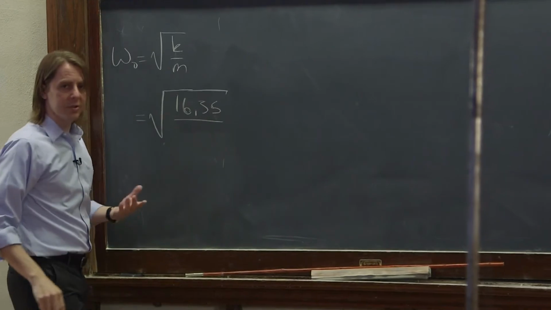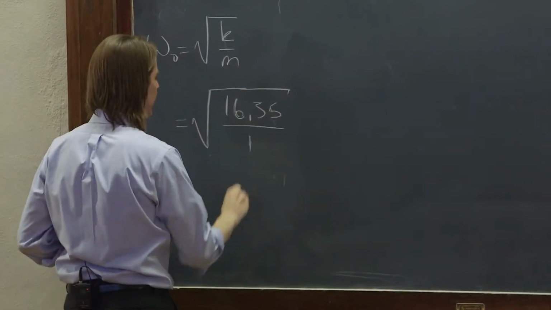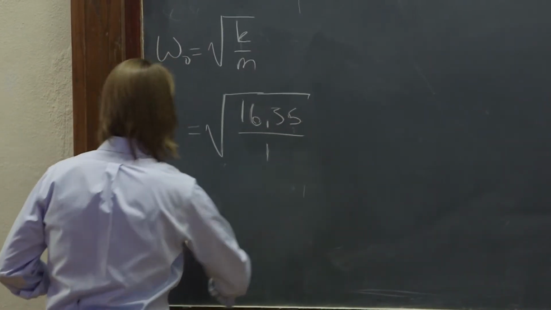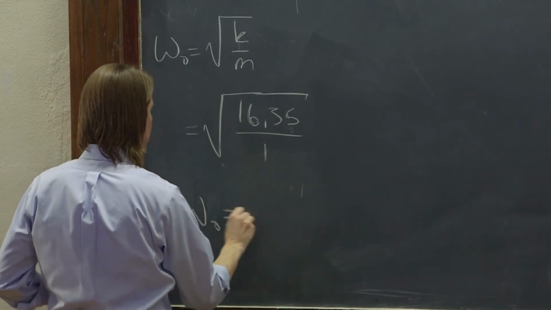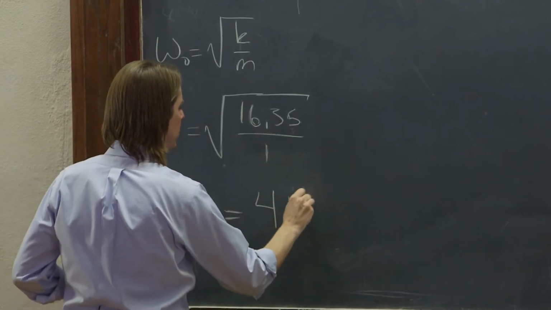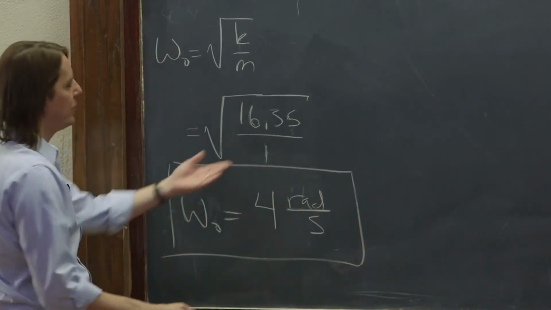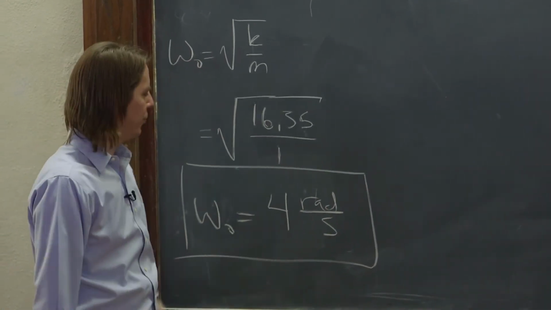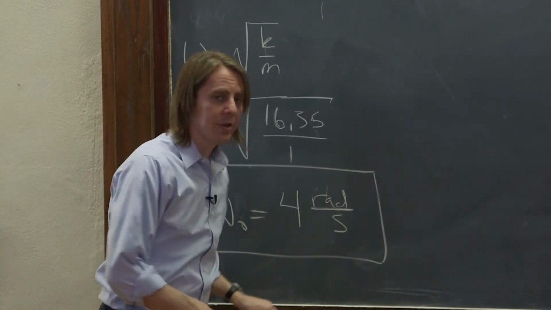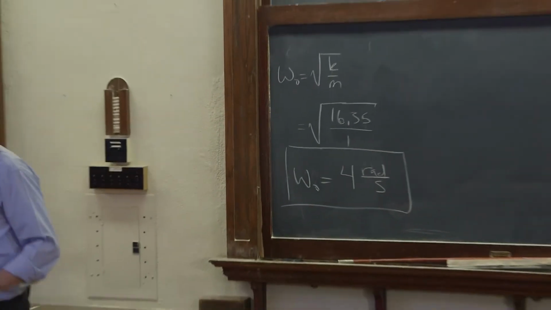And the mass, it's a 1 kilogram mass. It says on there 1 kilogram. So omega naught, according to the equation of motion, should be about 4 radians per second. Square root of 16.35, 4.04. Now let's actually measure it and see what we get.